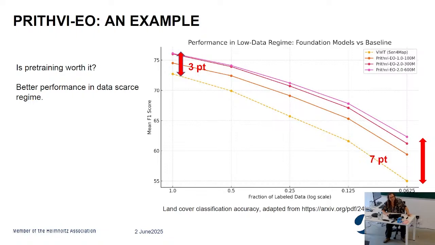But what happens when we move to a more data-scarce regime? You see that PRIV, in this case, but in general foundation models, show a slower decrease in accuracy. So it's performing better in a data scarcity regime, which is very important. It means that we can give some models to users and they perform better than if they had to train their own model from scratch.